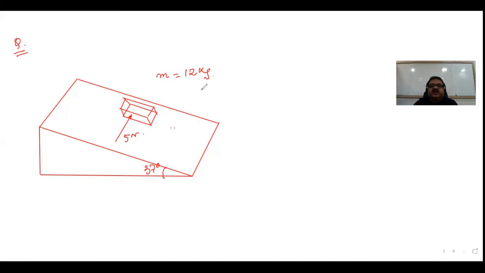First of all, the force which is acting along the incline. Obviously, what we know, this is equal to mg sine of 37 degree. What is m? This is 12. What is g? 10. And what is the value of sine 37? It is 3 by 5. So let me calculate this. 12 into 2, 24. 24 into 3 is 72 Newton. Clear? So 72 Newton force is acting along this direction. 5 Newton force is acting along this direction.